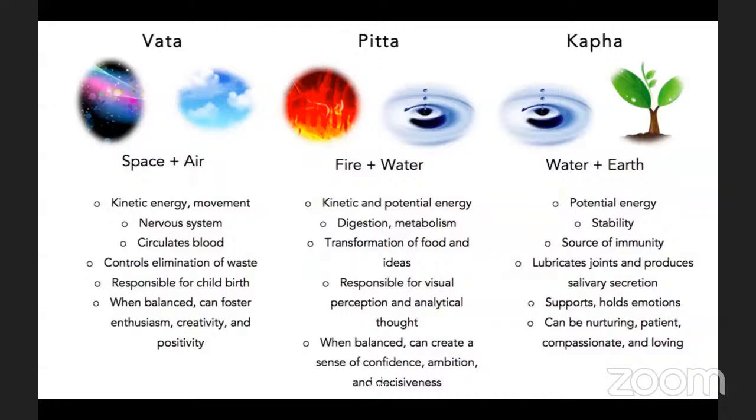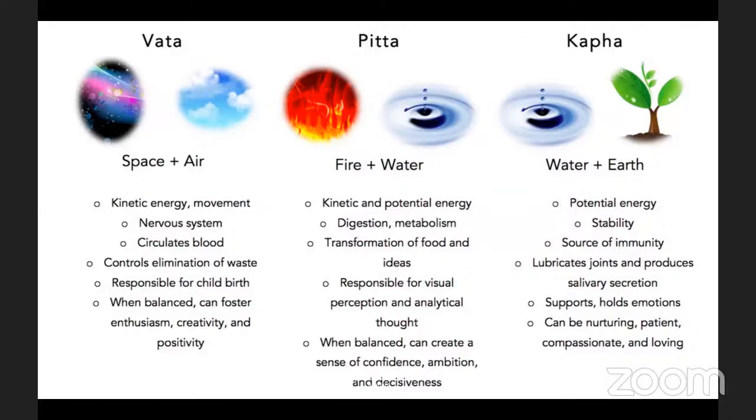So Vata, Pitta, Kapha, as I have told, the broad classification. Vata is a combination of space and air. Air is energy, movement. So Vata controls the nervous system. It also controls the circulation of blood. Any kind of movement is controlled by Vata. It controls the elimination of waste and is responsible for childbirth, movement of anything inside the body, whether child moving downwards or waste moving downwards. And when their Vata is balanced, it can foster enthusiasm, creativity, and positivity.